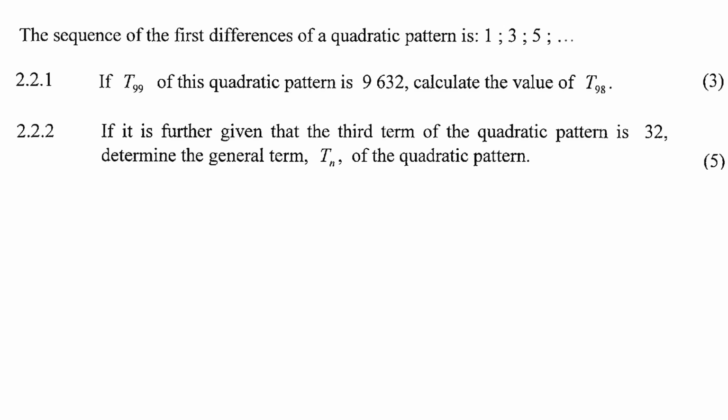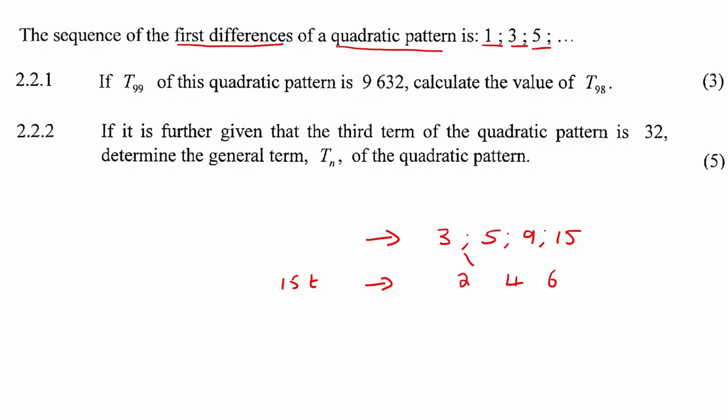The sequence of first differences of a quadratic pattern. A quadratic pattern is when the second difference is constant. They're telling us that the first differences are 1, 3, and 5. Let me give you another example quickly to show you what they're talking about. Let's say we had a quadratic pattern that goes like this. This is the original pattern. Then this one here is your first differences, so that would be a 2, then a 4, and then a 6. And then your second differences are 2 and 2, so you can see that it remains constant.